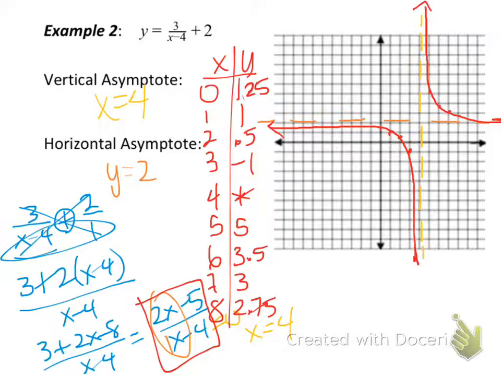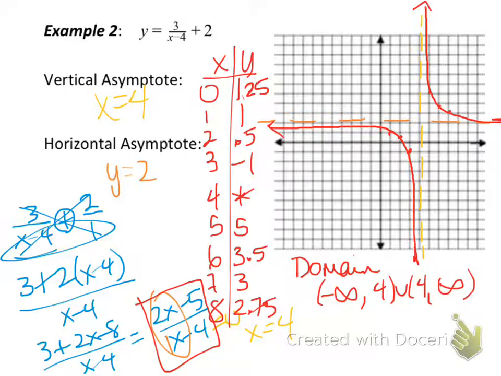And now thinking about my domain, again, my domain is my x, so how far left does it go? It goes off to negative infinity, and it goes all the way up until 4 this time, because that's my vertical asymptote where it's undefined. And then it continues on from 4 to positive infinity. My range, again, we're looking at how far down to up, so it goes from negative infinity, and this time it goes all the way up to 2, my horizontal asymptote, and then it continues from 2 to positive infinity.